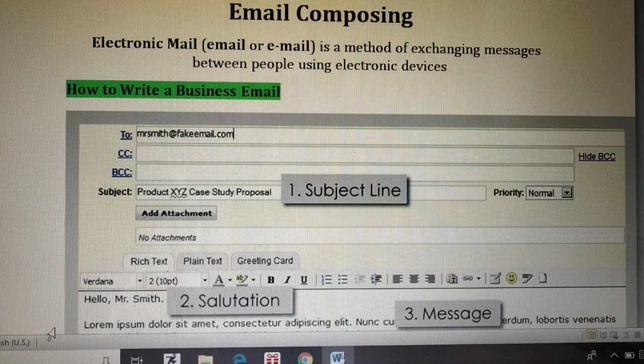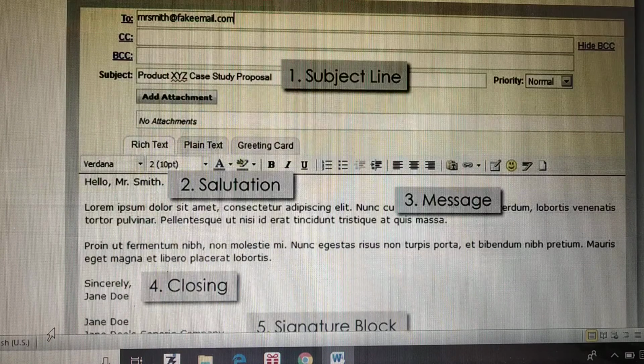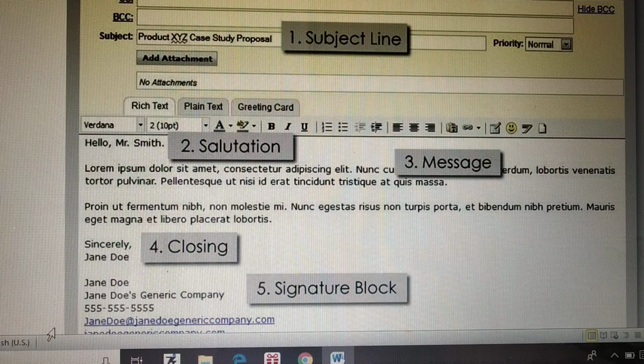As far as email writing is concerned, there are 5 important points. First point is the subject line. As you write a subject in a letter, in the same way you have to write the subject in the email too. Second is the salutation. Third one is the message. Fourth one is the closing, and the last one is the signature block. See, all 5 elements have been shown in this image on the screen.